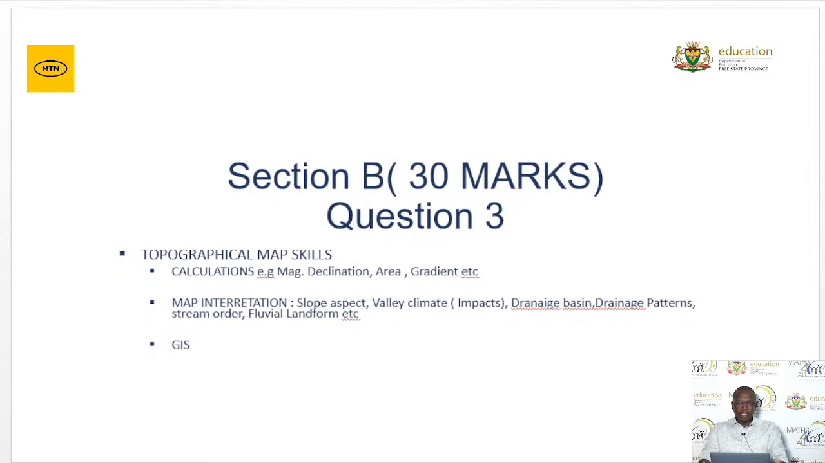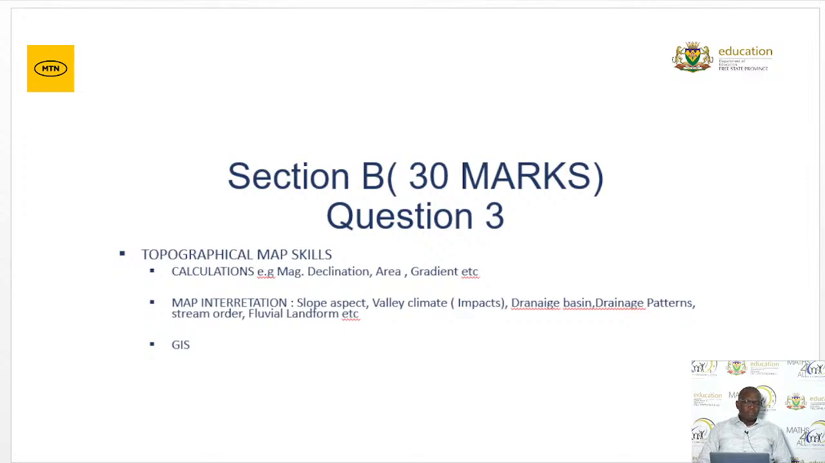So let us not panic in terms of map interpretation. I know most of our learners are panicking, saying they don't know how to interpret the map. But map interpretation is based on the content covered in that particular paper. So let's make sure that we prepare accordingly by looking at your content in climate and weather and geomorphology. Then we'll be able to answer the map interpretation, which is basically 12 marks.